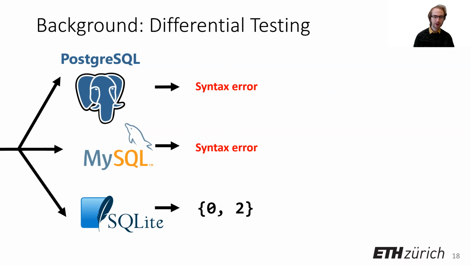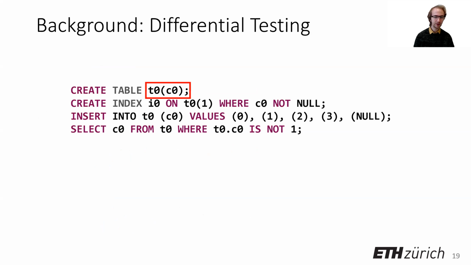So if we execute the test case on Postgres and MySQL, actually what we'll get is a syntax error. And SQLite would return the incorrect results, making it difficult to find this logic bug. Well, why a syntax error?